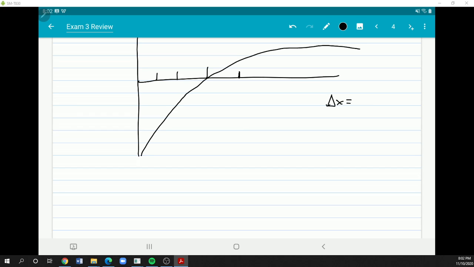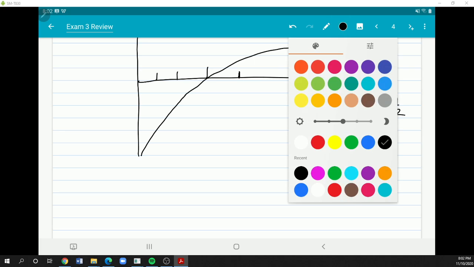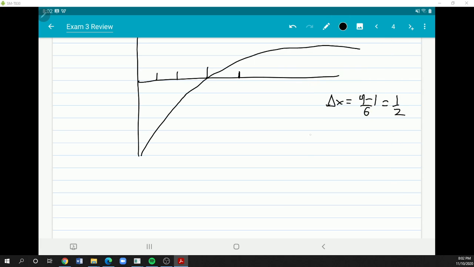So delta x is equal to 4 minus 1 over 6, which is 1/2. That's how much I need to move by each time. And I'm starting at the left endpoint always, because this is a left Riemann sum. So x0 is equal to the left endpoint 1. x1 is equal to 1 plus delta x, 1 plus 1/2 is 3/2. x2 is 3/2 plus 1/2, which is equal to 2. Or using the formula, it would be 1 plus 2 times delta x.